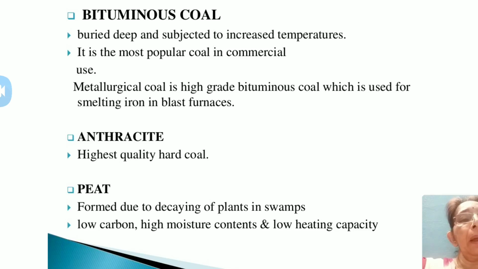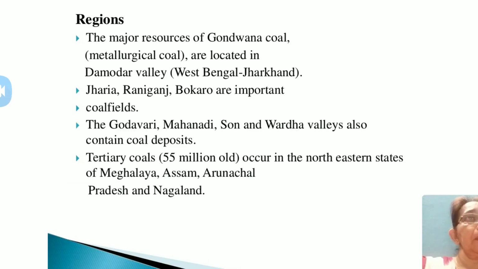The inferior type of coal is peat, formed due to the decaying of plants in swamp areas. It has very low carbon, high moisture content, and low heating capacity.